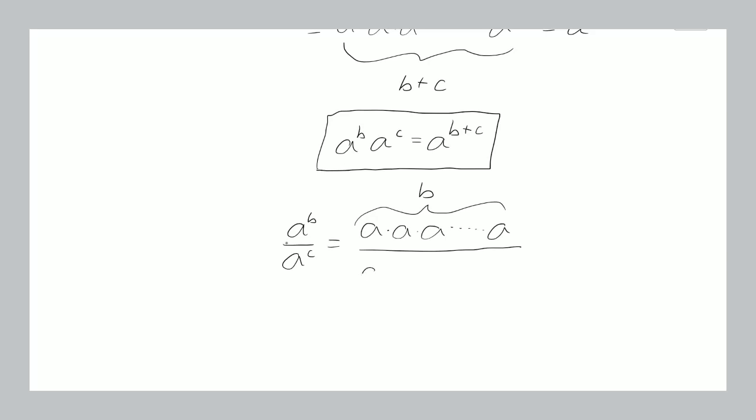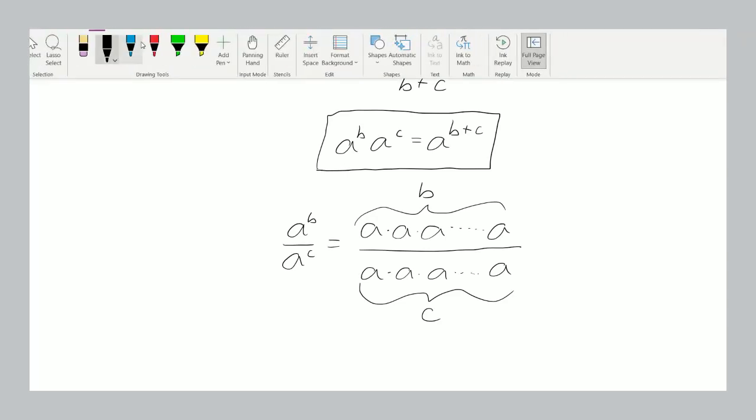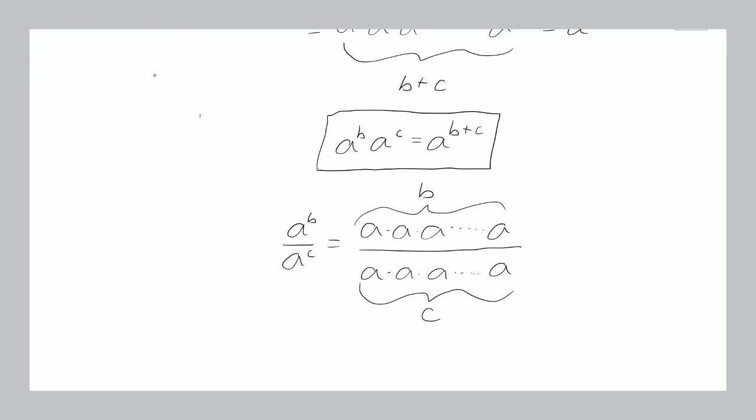And there's a string of c's multiplying each other in the denominator. There are c of them. Now, how can we simplify this? Okay, well, what's going to happen is that a's in the bottom will cancel out a's in the top.